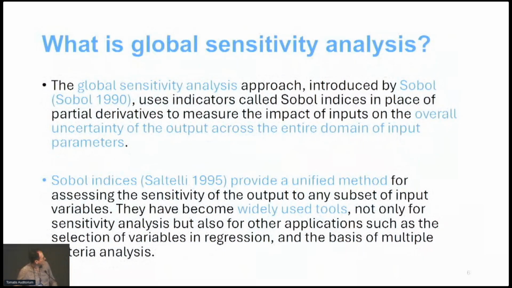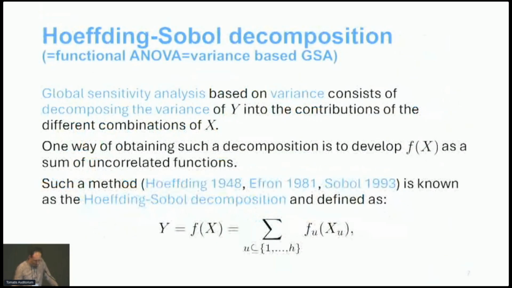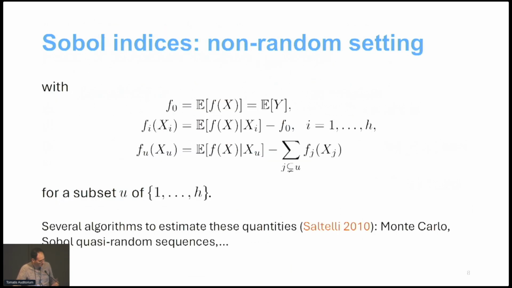And what we will deal with in this talk is called global sensitivity analysis based on the variance approach. Those were designed by Sobol in the 90s and are very commonly used in numerical analysis or scientific computing. What you get is a decomposition, the Hoeffding-Sobol decomposition, which can be viewed as an ANOVA decomposition.